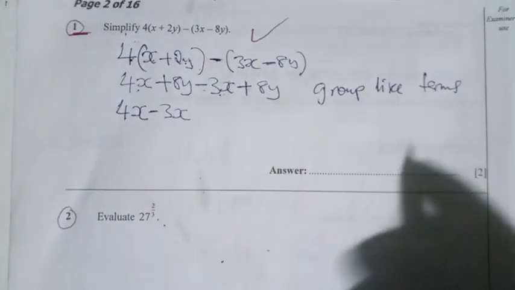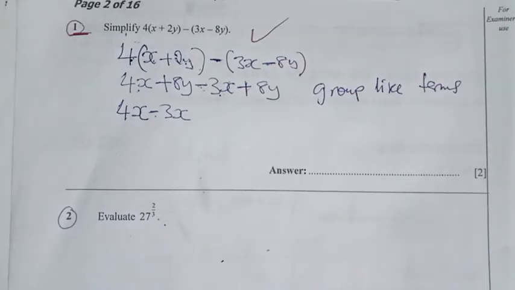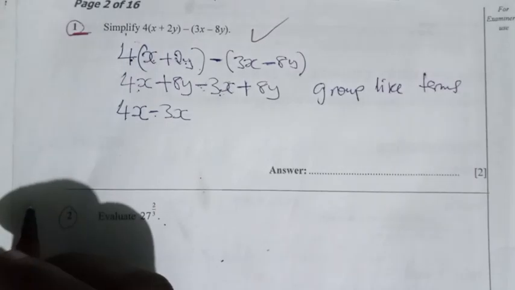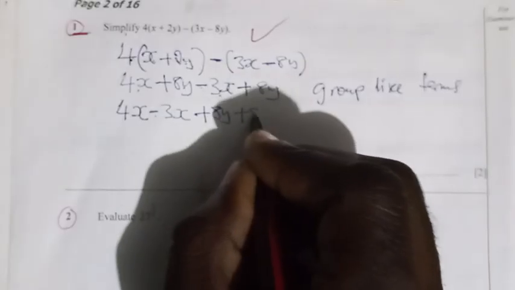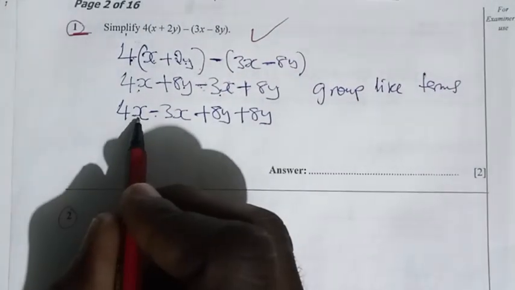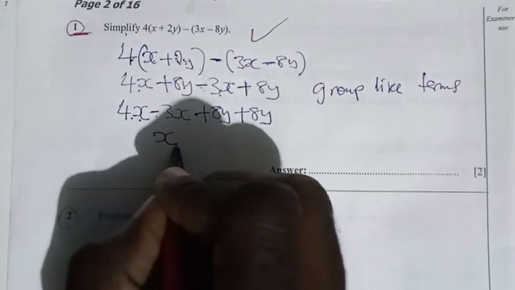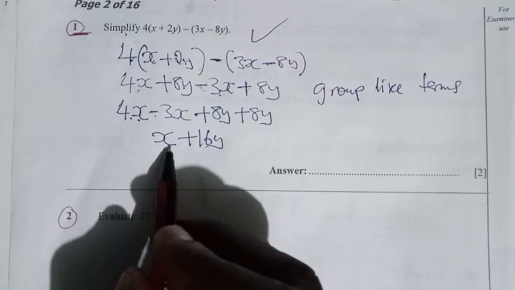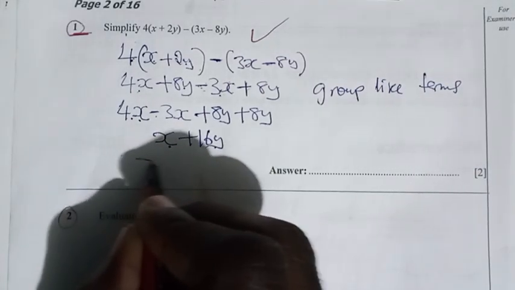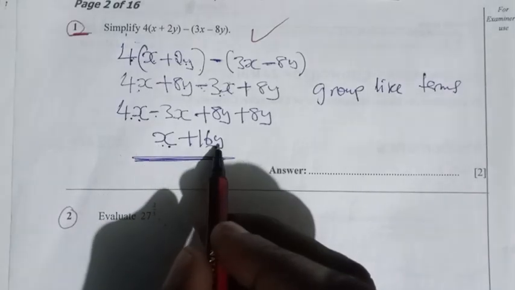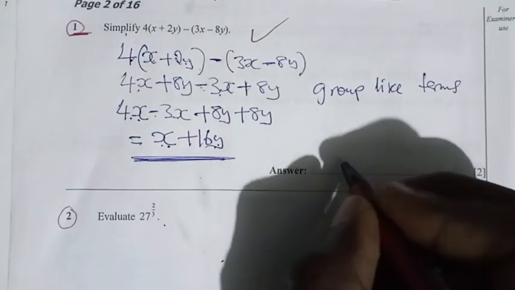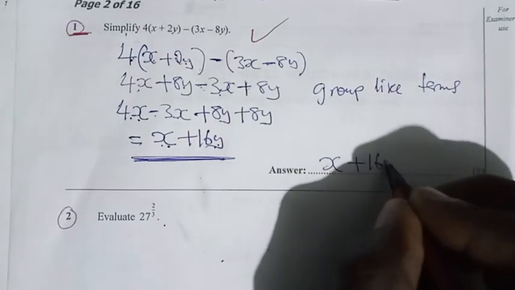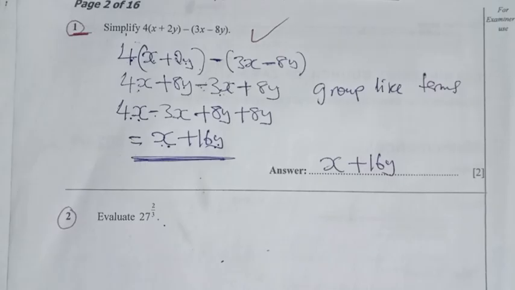Those are common mistakes. Some say no, this will become positive here. So 4x minus 3x, and then we have 8y and positive 8y. From here, what do we get? 4x minus 3x gives x. What is 8y plus 8y? We have 16y. x plus 16y, we can't add further because x and y are unlike terms. So we end it here. The answer is x + 16y. This is the answer for the first question.